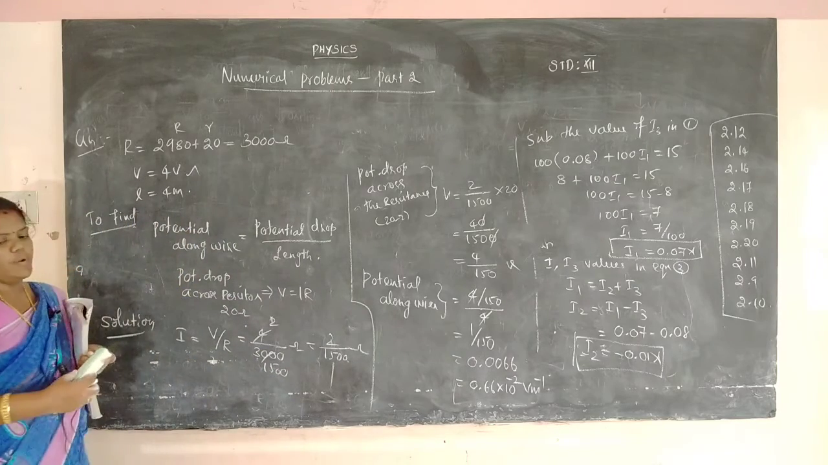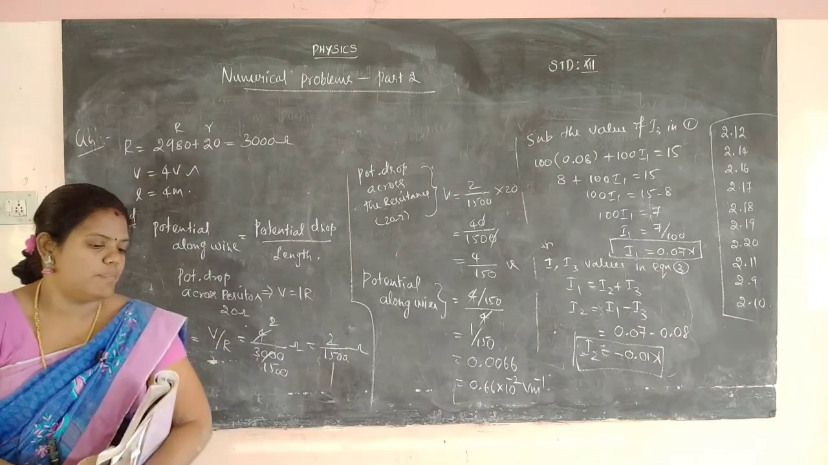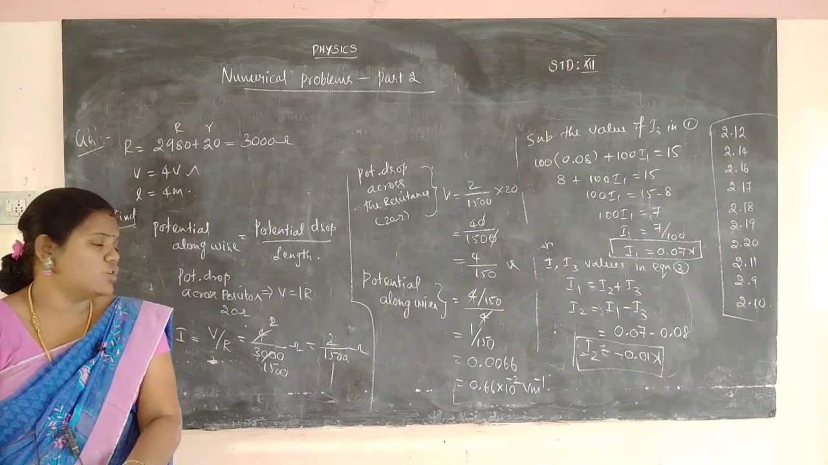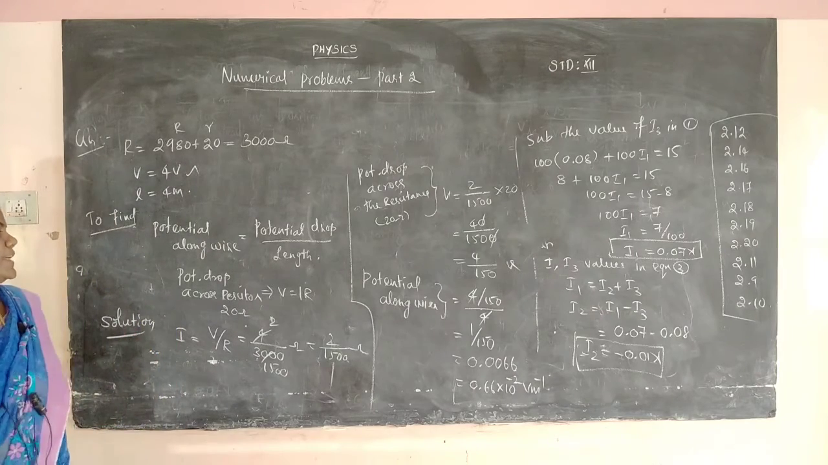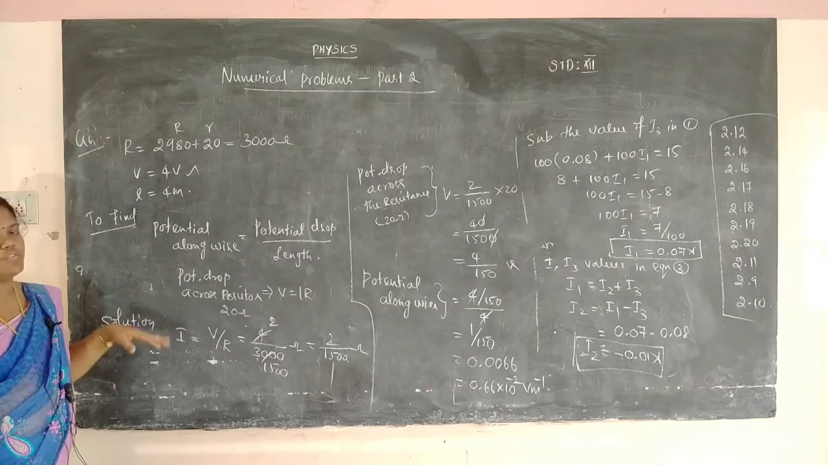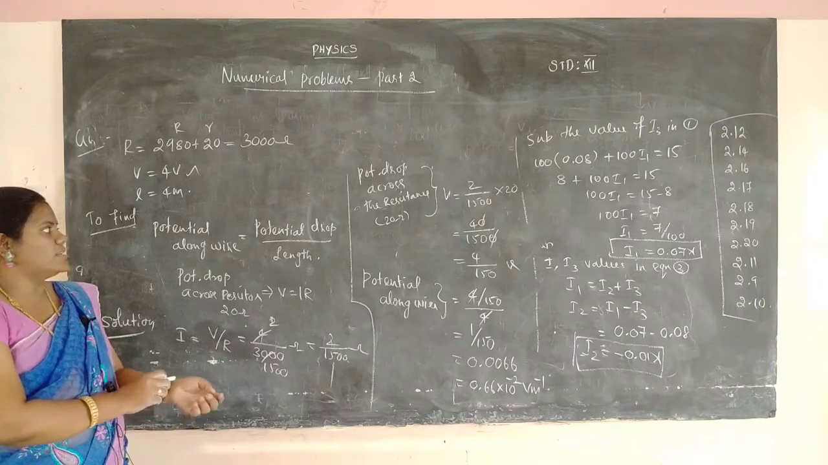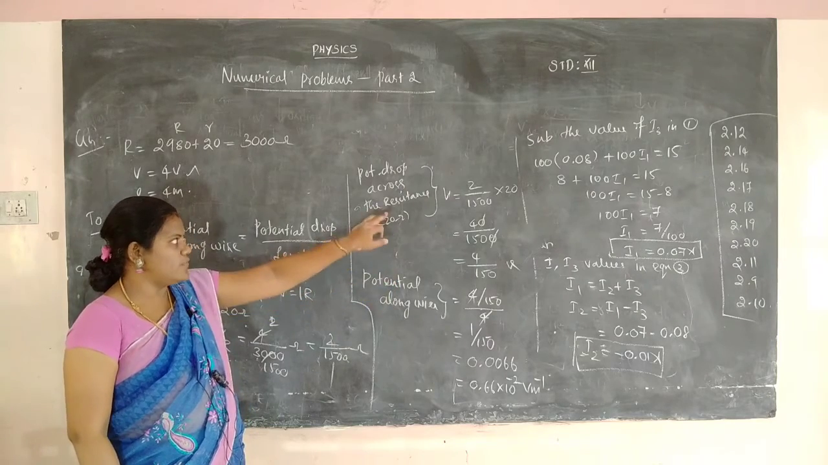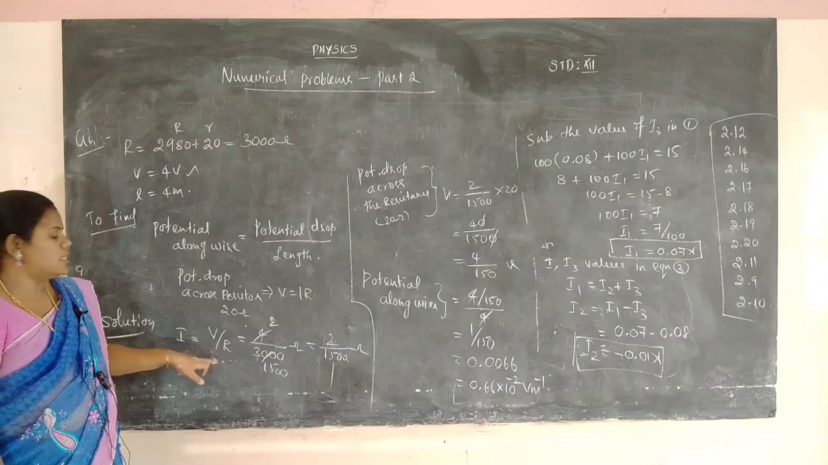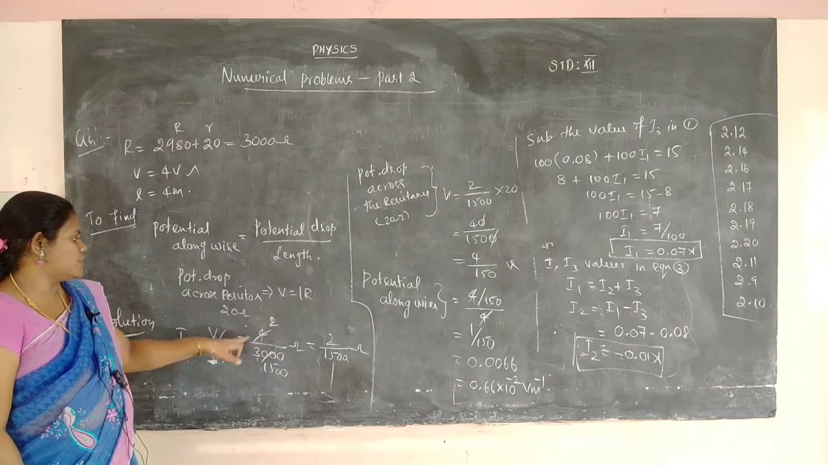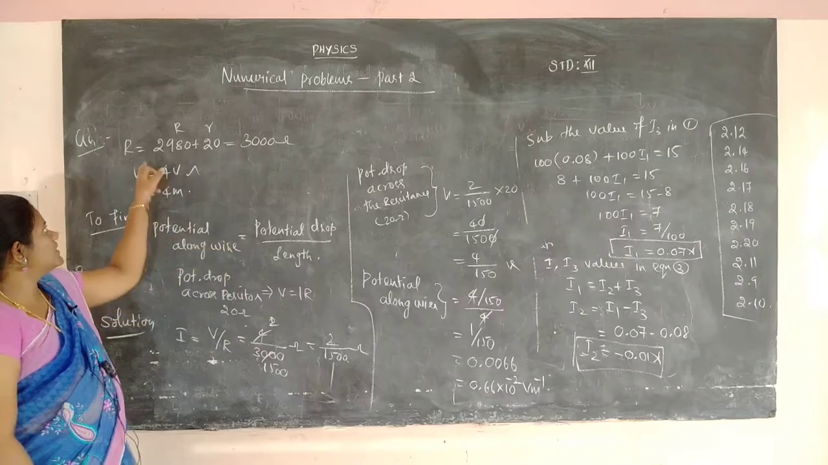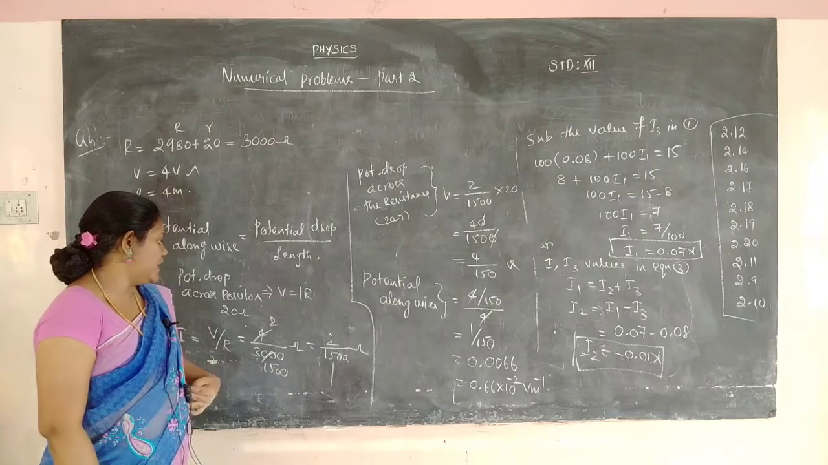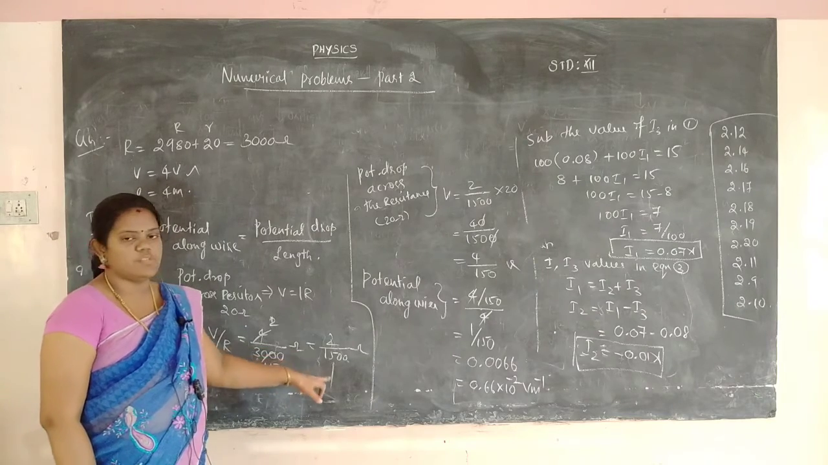So potential drop along the wire, that is, how much potential there is for the wire length, we have calculated. Potential along the wire means potential drop by unit length. So for a particular length, how much potential drops. First we want to calculate the potential drop along the 20 ohm resistor. For that first we want to know the current value. So current I is equal to V by R. Substitute the V value, substitute the R value. R value is the addition of two resistances, that is 3000 ohm. So 4 by 3000 ohm, divide, 2 by 1500 ohm.